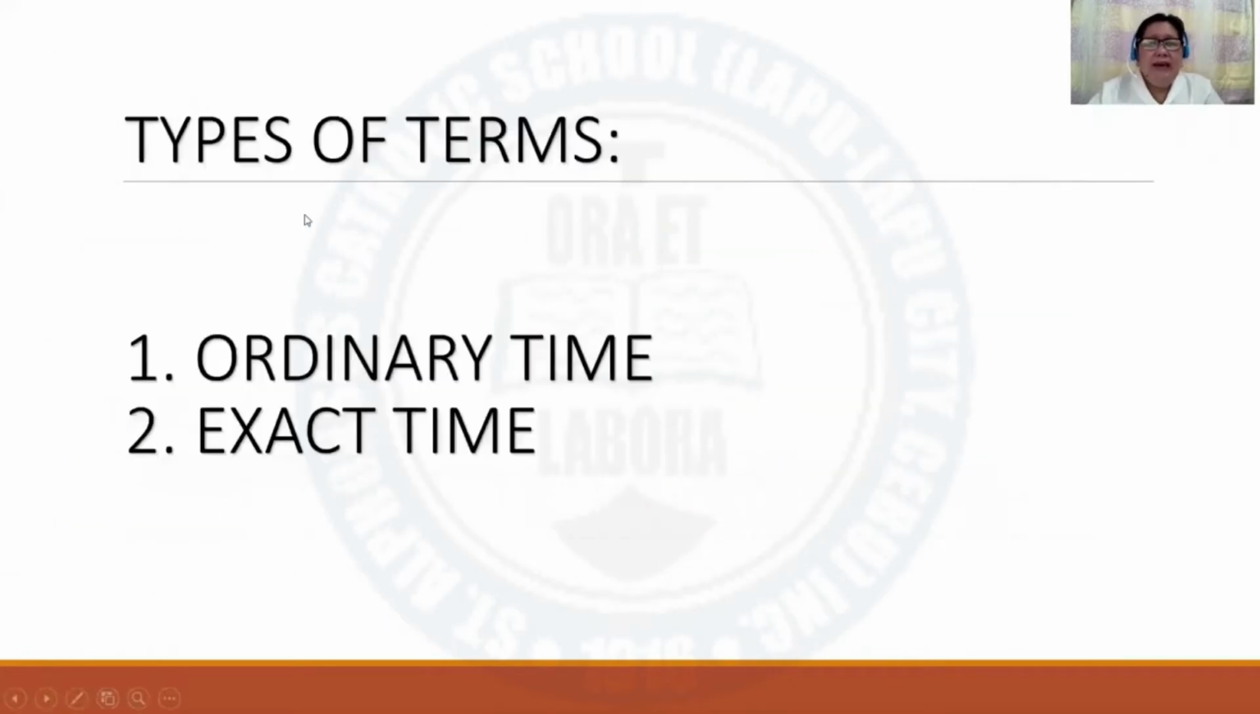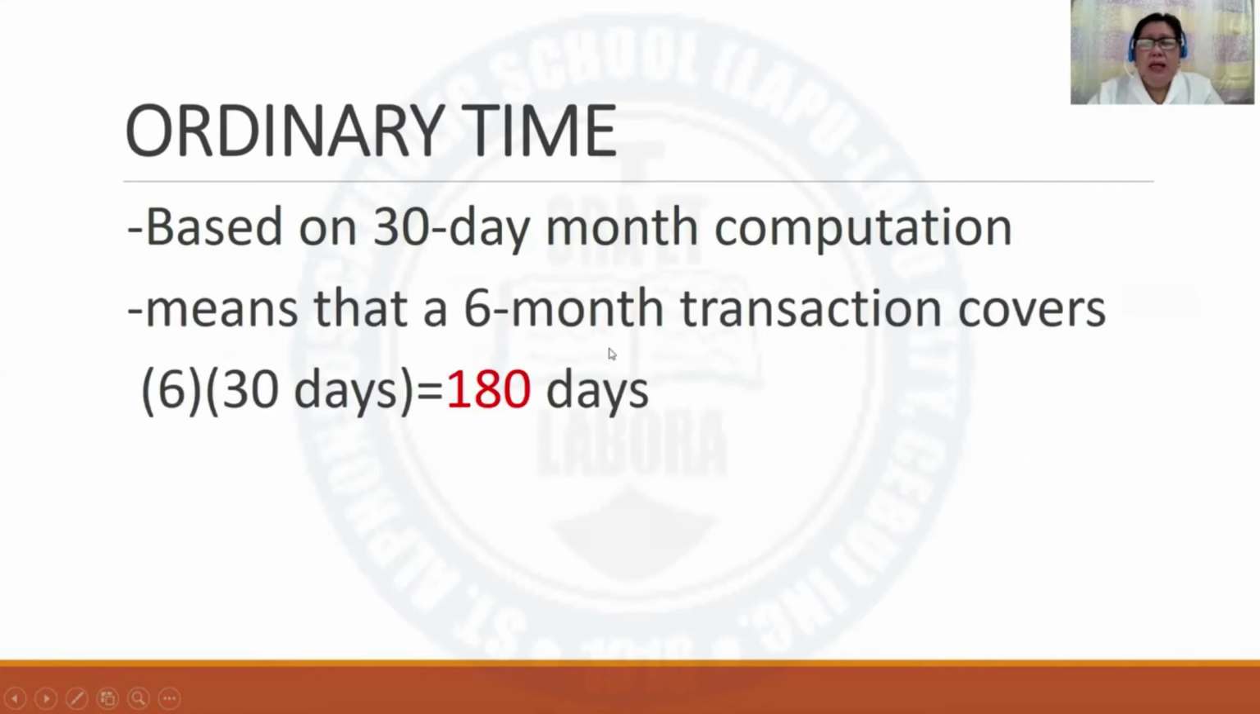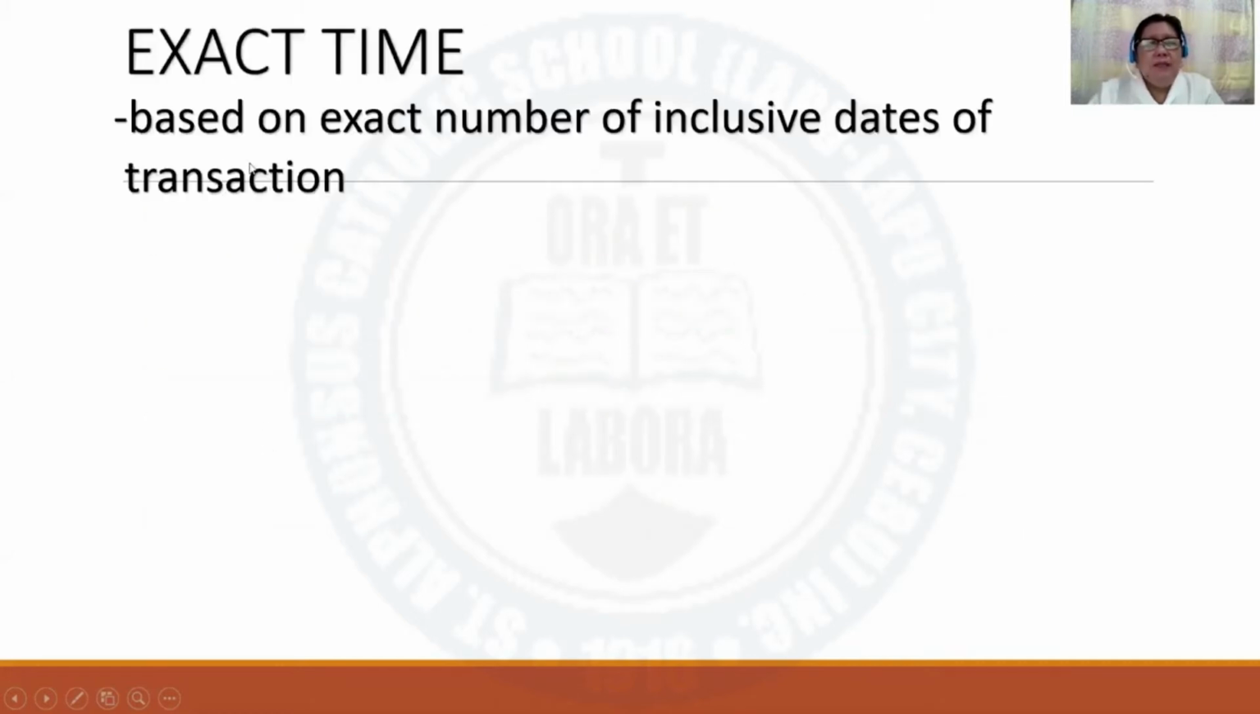Next, let us have the types of terms for simple interest. We have the ordinary time and the exact time. For ordinary time, this is based on a 30-day month computation. Means that a 6-month transaction covers 6 times 30 days, a 30-day month computation. For exact time, based on the exact number of inclusive dates of transaction.